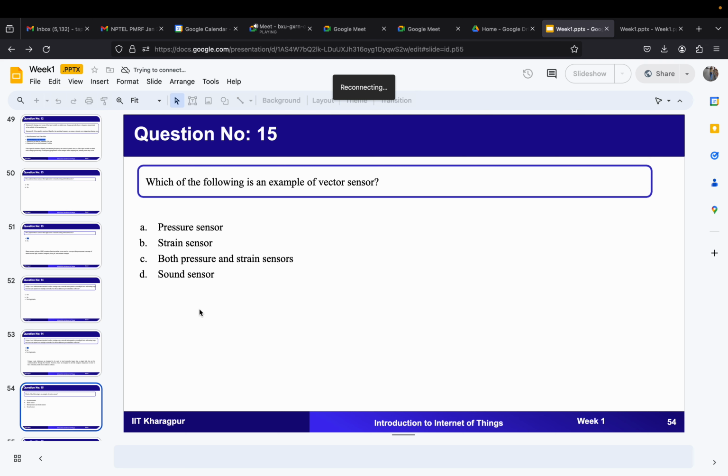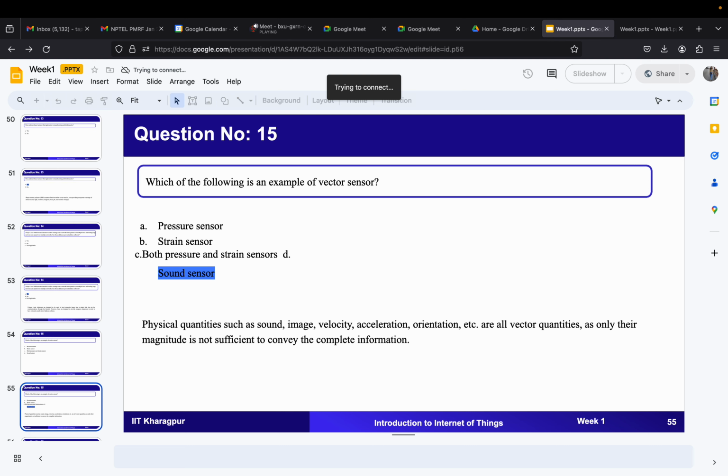Next question is, which of the following is an example of vector sensors? Options are pressure sensor, strain sensor, both pressure and strain sensor, sound sensor. D, sound sensor. Right, sound sensor. But ma'am, there is one kind of sensor which is used for stress analysis.